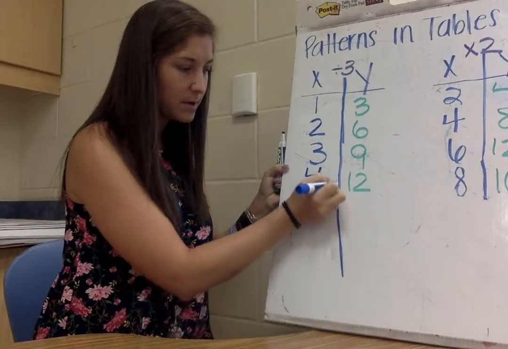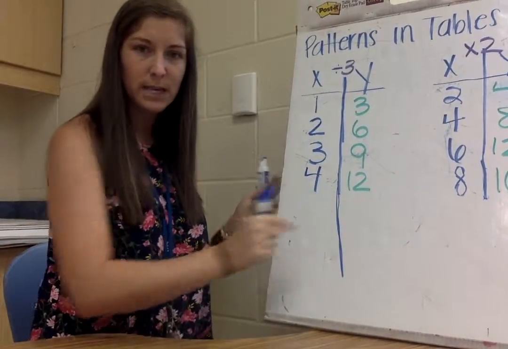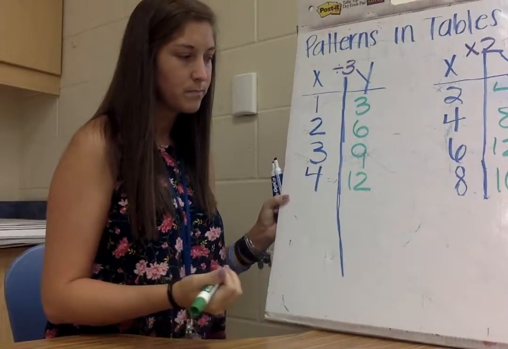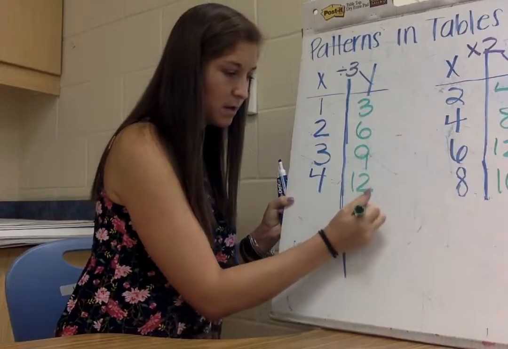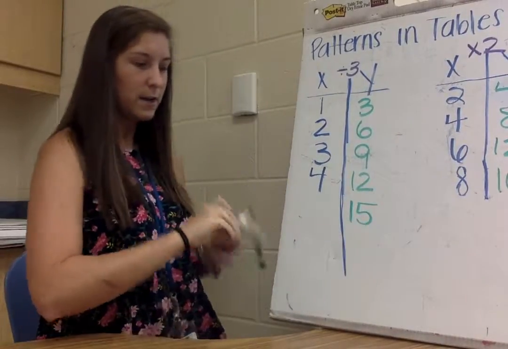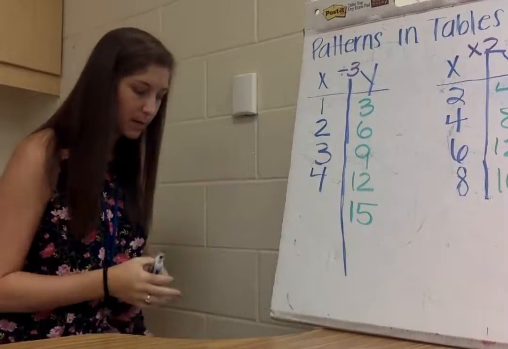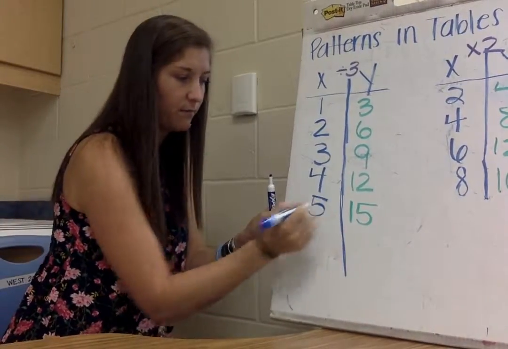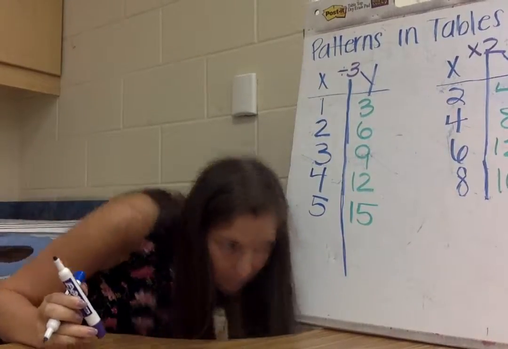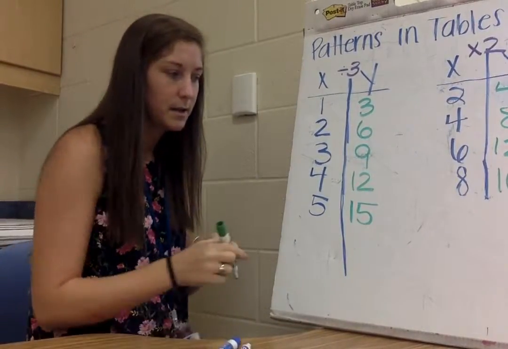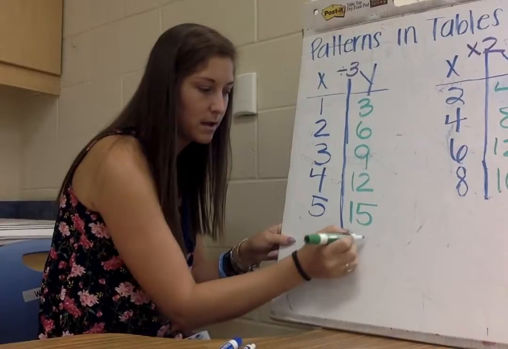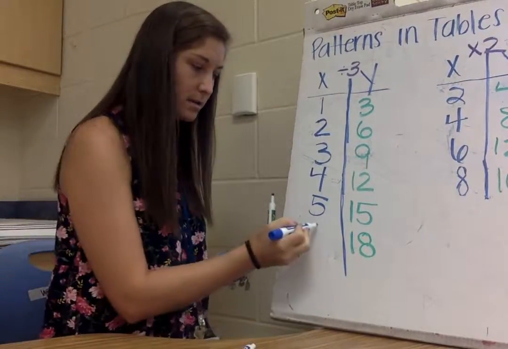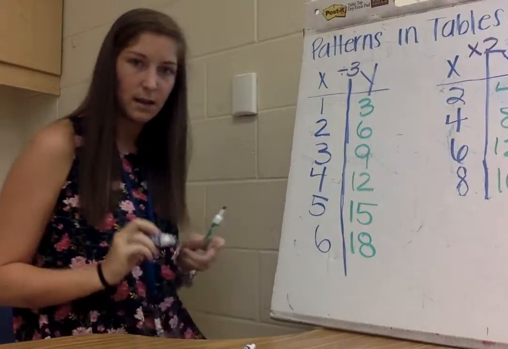So if this pattern had to continue, if I kept this pattern going, what would my next number over here be? Remember, I'm continuing to count by threes. So my next number would be 15. And if I do 15 divided by 3, I'm going to get, good, 5. My next number is going to be 18. And 18 divided by 3 is 6.